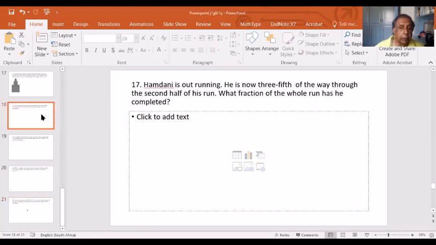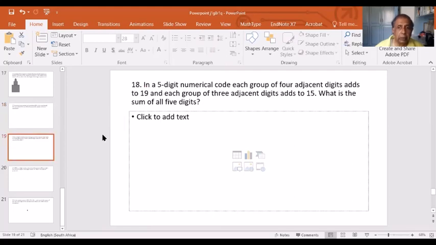Okay, we're looking at now problem number 19. 17 is finished. 18, yeah, we're looking at number 18. 18 says, in a 5-digit numerical code, each group of 4 adjacent digits adds to 19. So we have to make sense of what it's saying here.